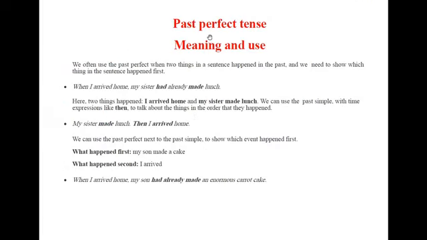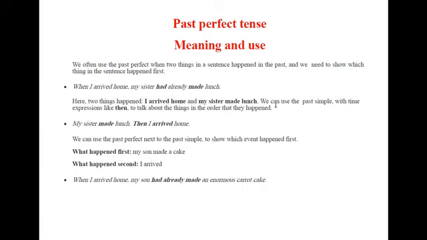Past perfect tense. It is the same as the present perfect tense, but in the past we use had instead of has or have. When I arrived home, my sister had already made lunch. Had, and made, from make, made. Here, two things happened: I arrived home, and my sister made lunch.